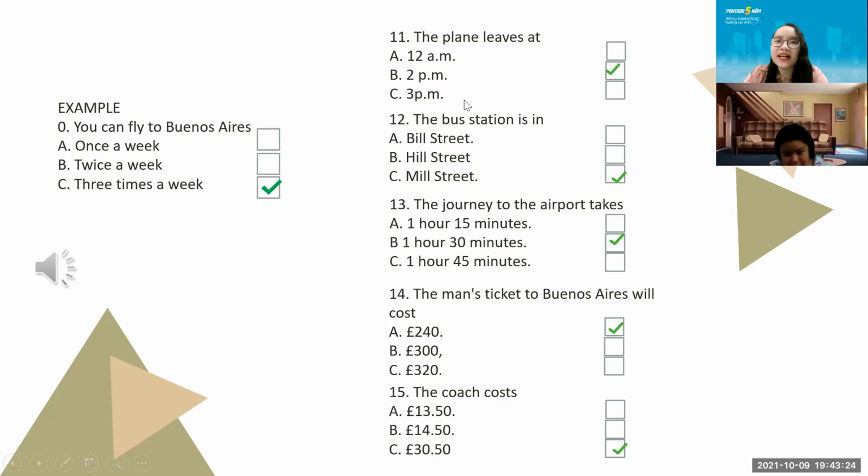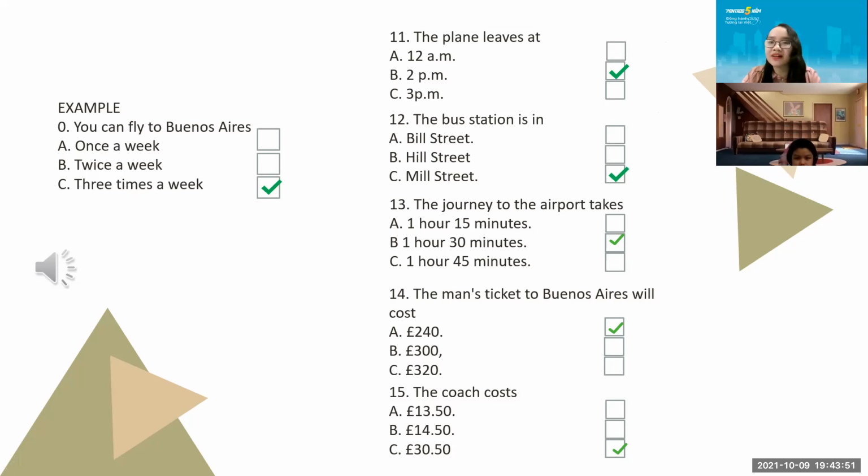First question, the plane leaves at 2 p.m. Very good. It says clearly in the audio. Rồi trong audio cái này nó nói thông tin rất rõ luôn là sẽ bắt đầu khởi hành lúc 2 giờ chiều. Này không có gì phải cãi cả. Rồi, number 12. The bus station is in Mill Street. Very good. Mill Street. Ba chữ này đọc hơi giống nhau thì mình phải ráng nghe coi cái âm đầu nó là gì. Bill, hill hay là mill.